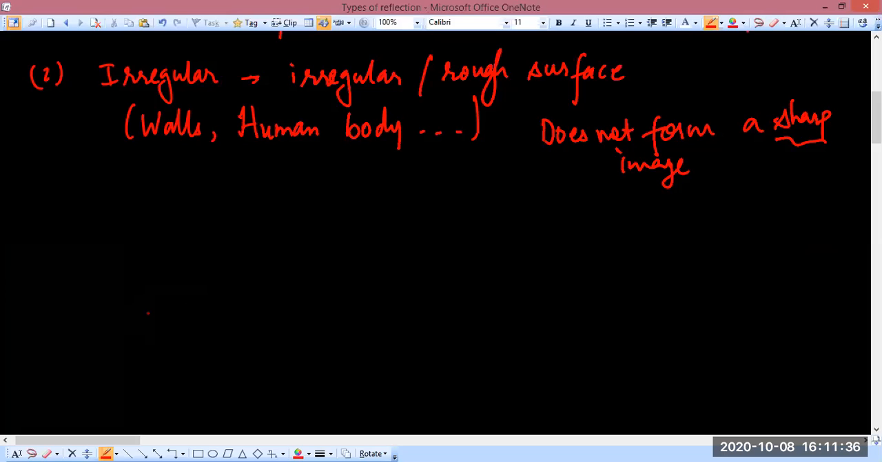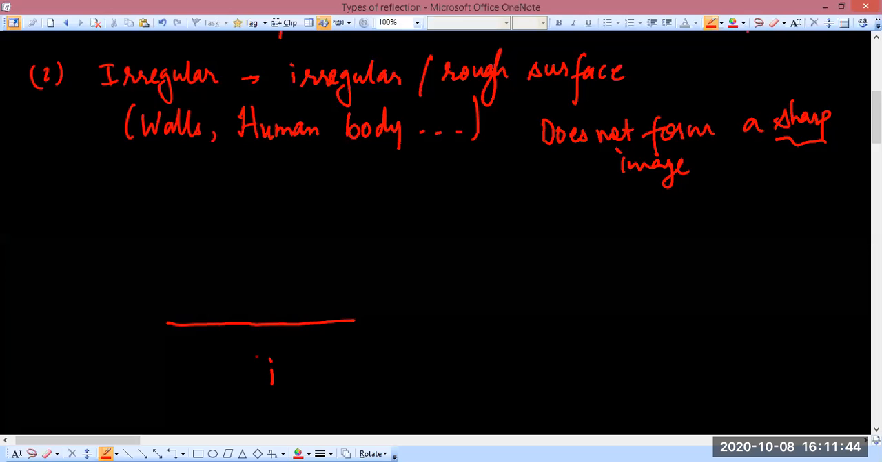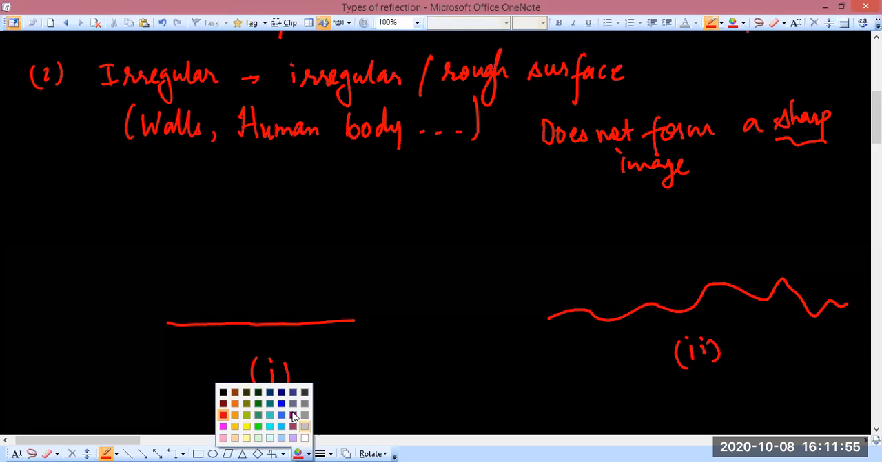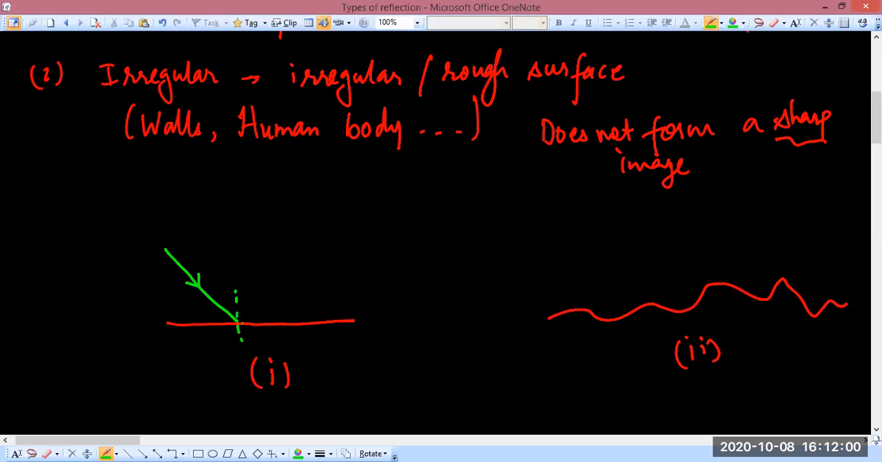Let's say there is a polished surface of some metal. It doesn't have to be flat, it has to be polished. This is the type of surface from which regular reflection will occur, and this is the type of surface from which irregular reflection will occur. Both follow the laws of reflection. Let me make it very clear: both will follow the laws of reflection.